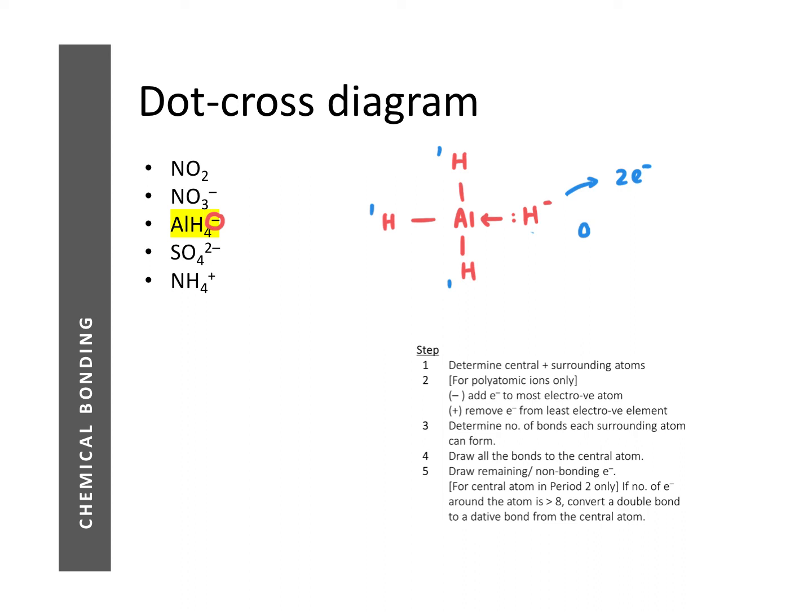So if we take a look, aluminum has already shed 3 electrons, so there are no more remaining electrons. So this is the dot and cross diagram for aluminum hydride, or if I were to draw the Lewis structure, it will look something like this.